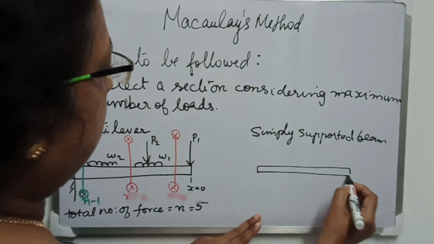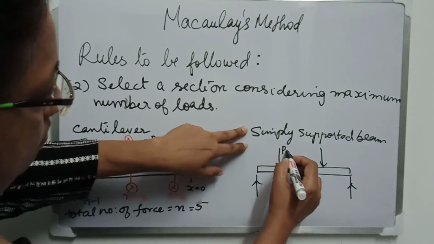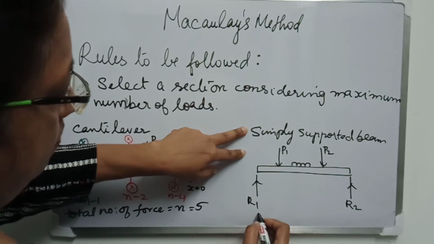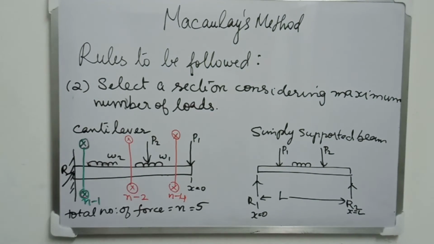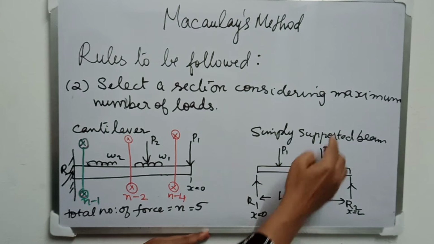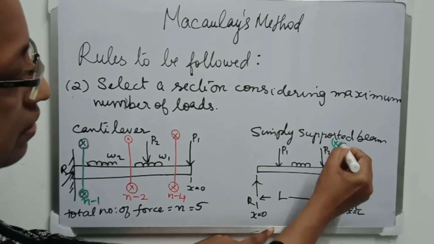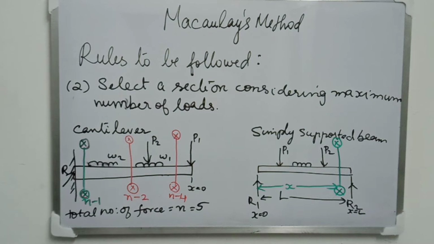Now let us consider a simply supported beam with 2 point loads P1 and P2, and reactions at supports R1 and R2 and a UDL. Now here we are taking extreme left as the origin. So in this case, when we select a section, here I'm selecting a section at this region, I'm marking it with green color. Now you can see towards the left of this section there are the maximum number of loads. We are only excluding R2 here. So this is how we need to select a section that is considering maximum number of loads.